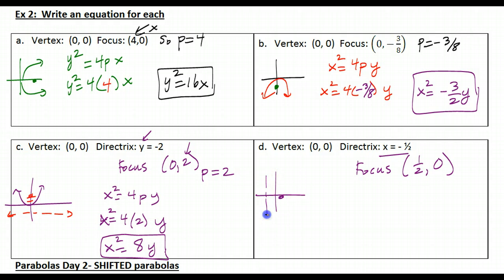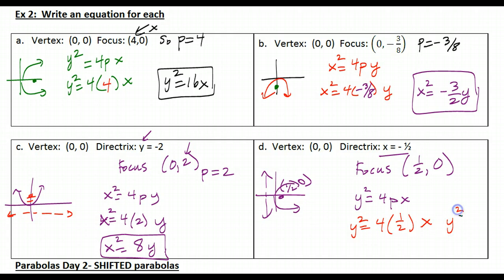And then for this one, there's my 1/2, 0. It opens towards the focus, so this one's going to be a left or right one, which means it's a y squared one. So again, you're just making a quick sketch, and depending on where the graph is opening towards, that tells us if it's y squared or x squared. And then my p is actually 1/2. So y squared equals 2x for the final answer for that one.